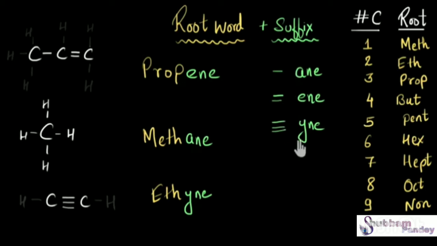Now, one thing to note here is that we are only talking about single carbon chain molecules, okay? There is no branching happening here. When branching happens, the rules of the root word change a little bit. We'll talk about that in future videos. And also we are talking about simple alkenes and simple alkynes, meaning there is only one double bond or one triple bond. There could be multiple double bonds in an alkene, okay? And for that, the suffix rule changes a little bit. We'll talk about that also in future videos.